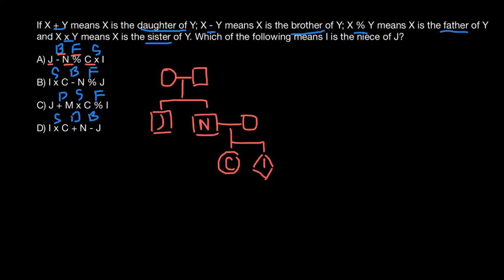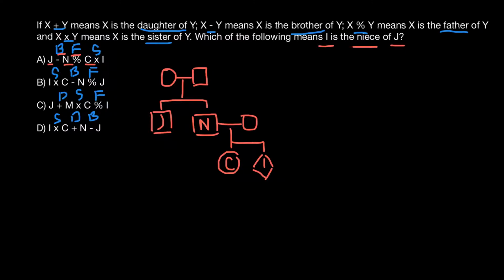So again, what is the question? Which of the following means that I is a niece of J? Can we say that I is a niece of J? Actually not, because the sex of I is not specified. It can be male, it can be female. So J is an uncle of I, but we cannot say for sure that I is a niece of J. So we cannot choose this answer, and let's check answer B.